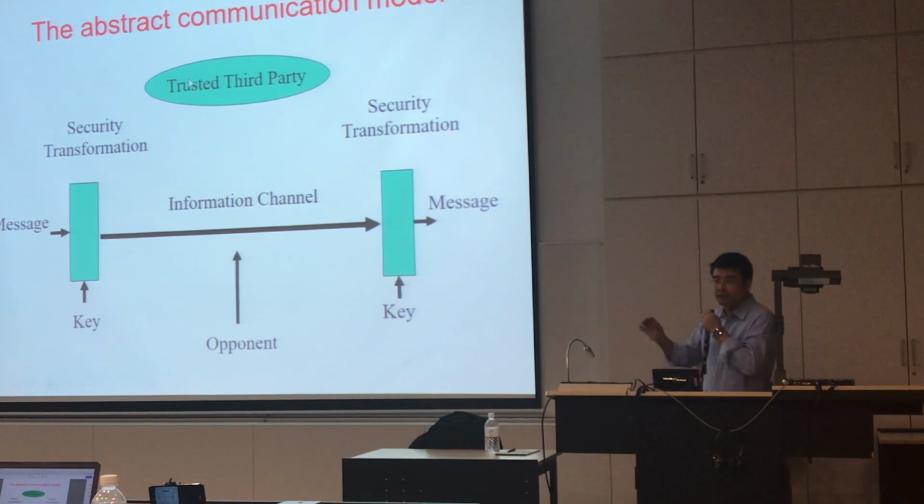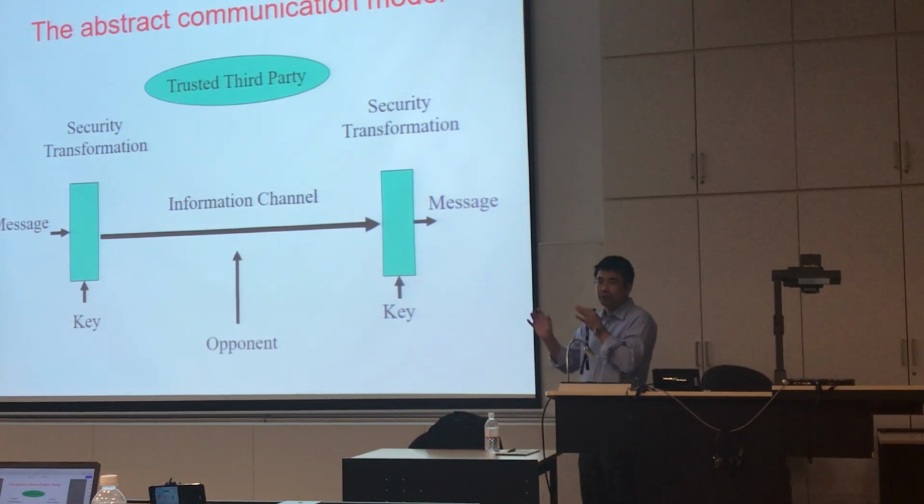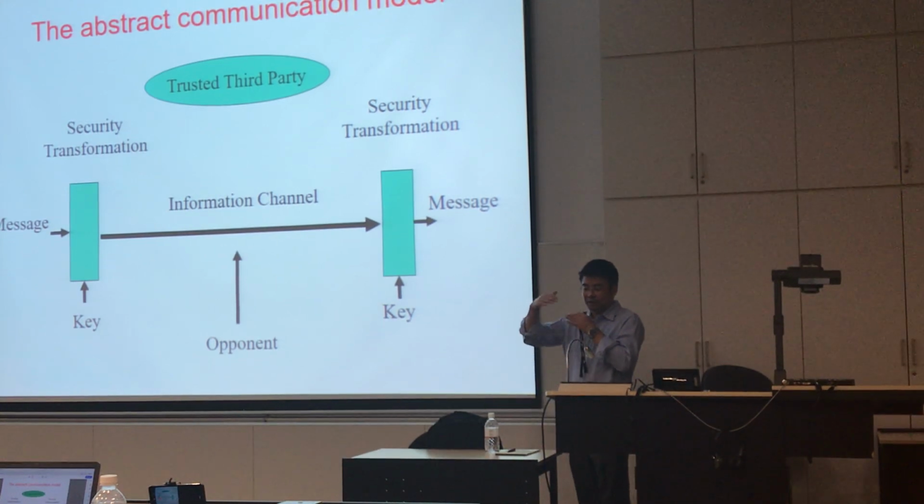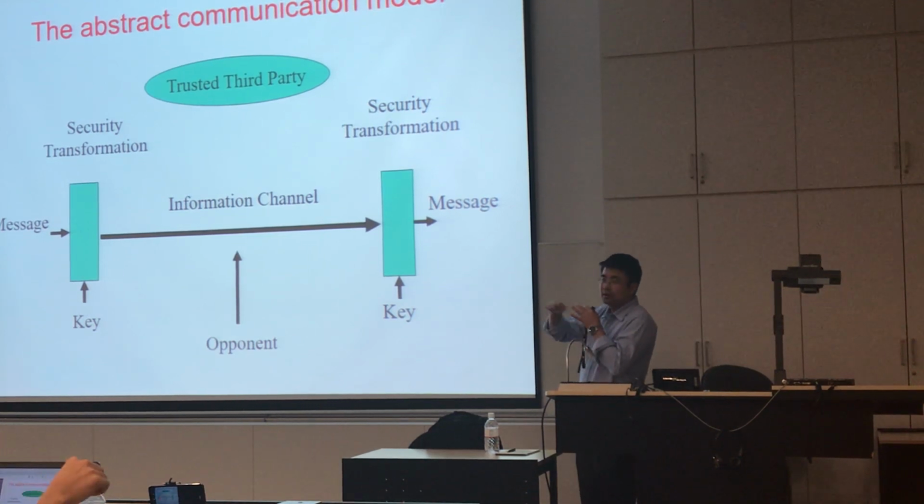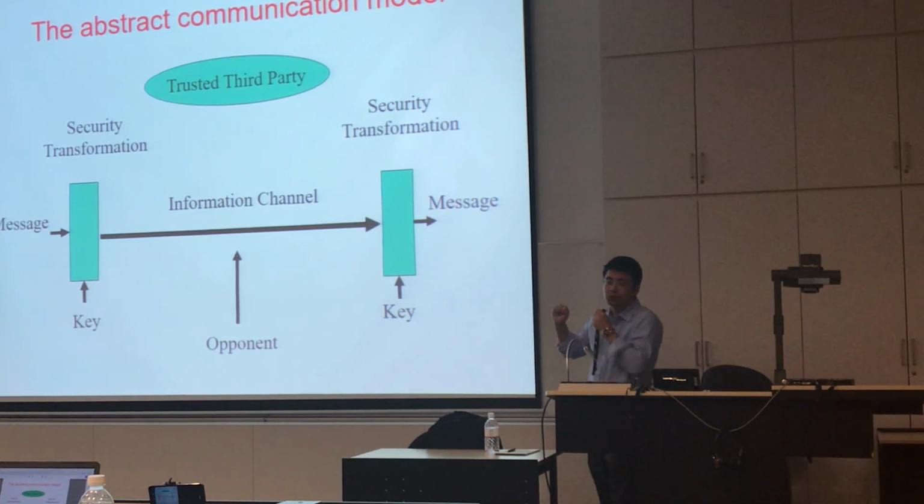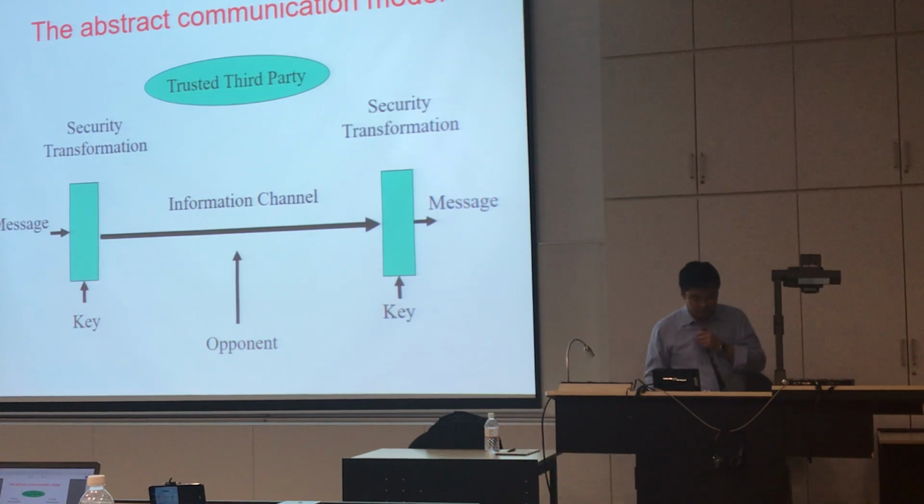But as I said, this is a simplified, abstract model. In reality the structure is more complex because we have different layers. We will consider each layer one by one by using this abstract model, to simplify the analysis.